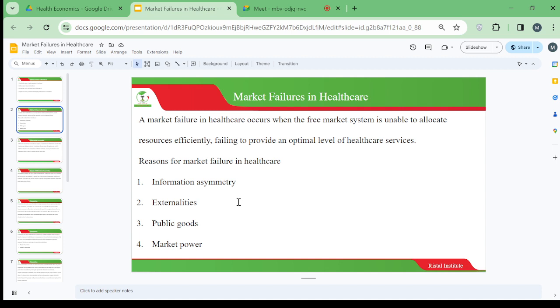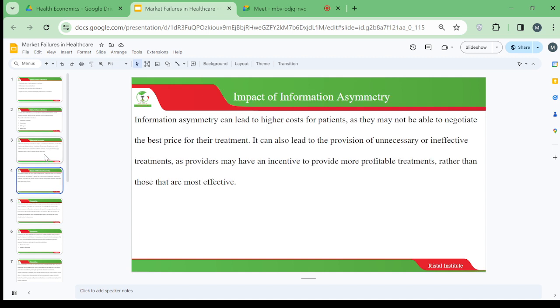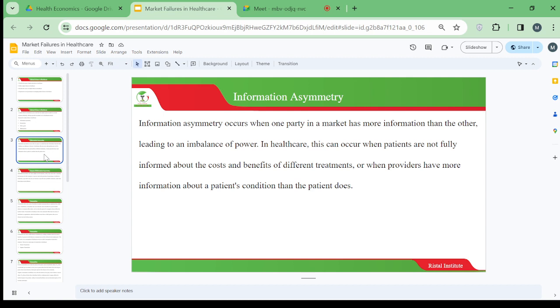So the causes of market failure are information asymmetry, externalities, public goods, and market power. So we are going to look at each of these and see how they contribute to market failures. Okay, so we start with information asymmetry, which is that the information that one party has in the market is more than the information that the other party has.